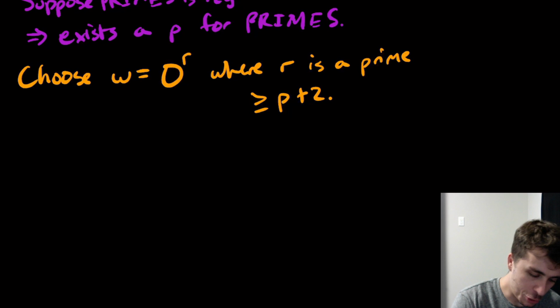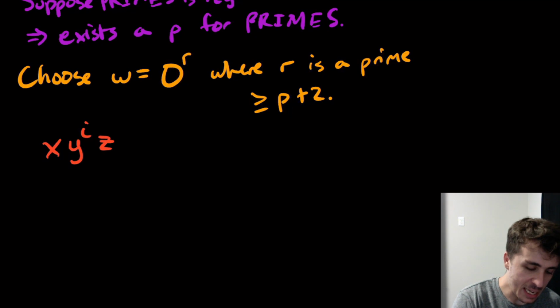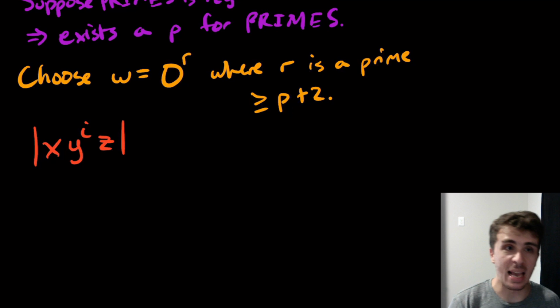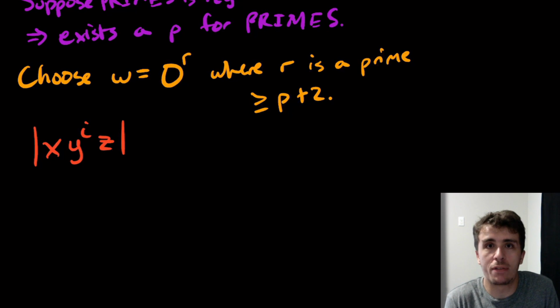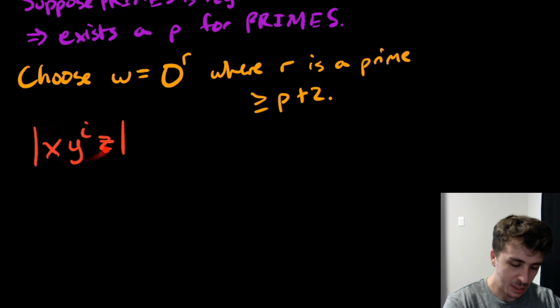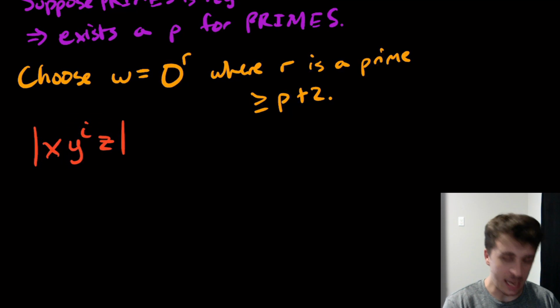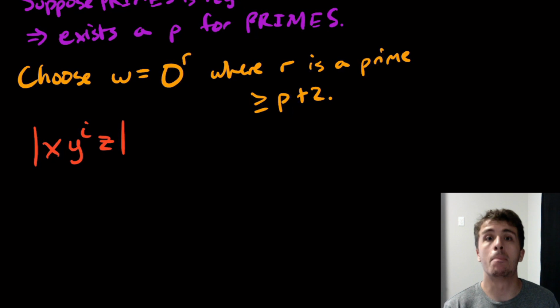So what I'm going to do here is I'm going to look at x, y to the i, z, and I'm going to look at the length of that string. And I don't know what value of i to pick. And I want to pick a value of i eventually so that this right here, this length is composite. It's a product of 2 numbers that are both at least 2.